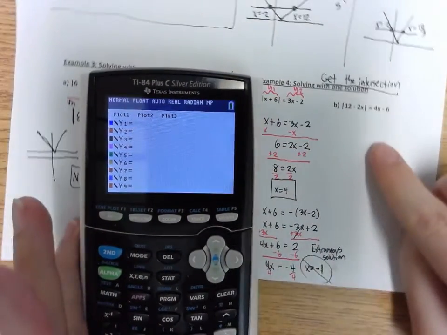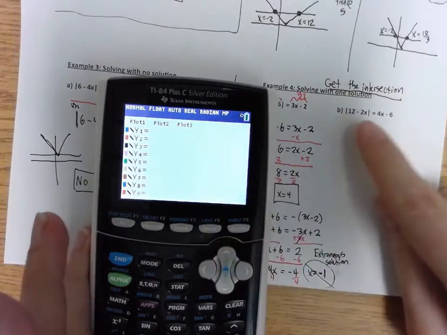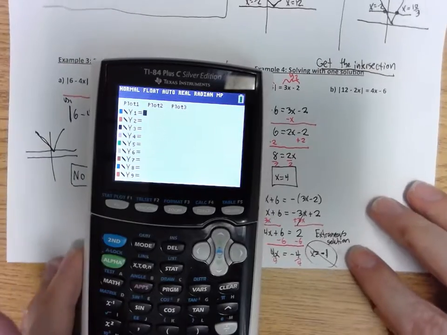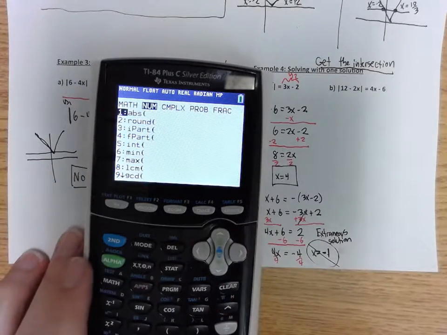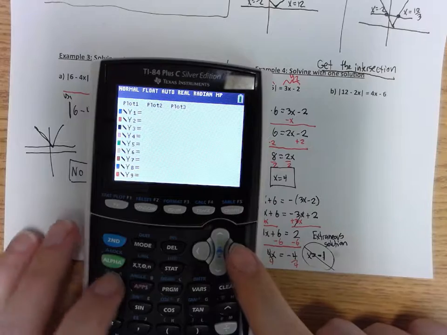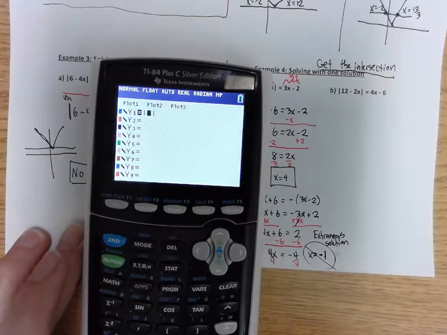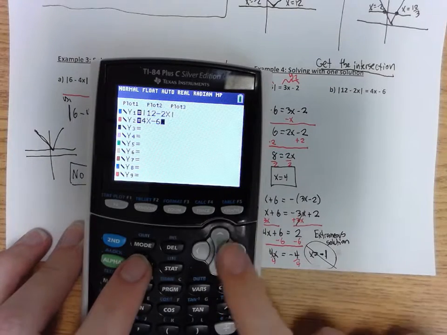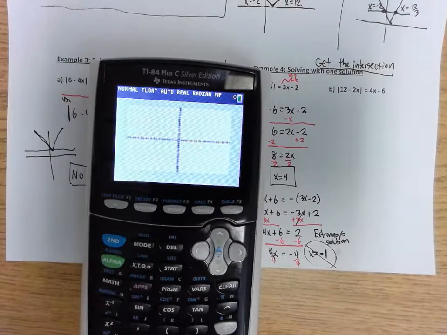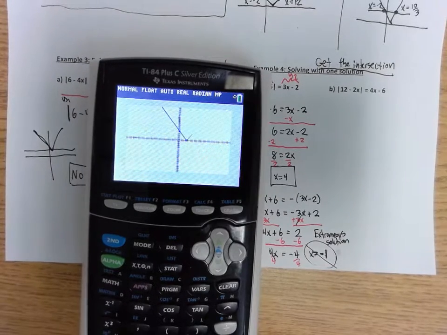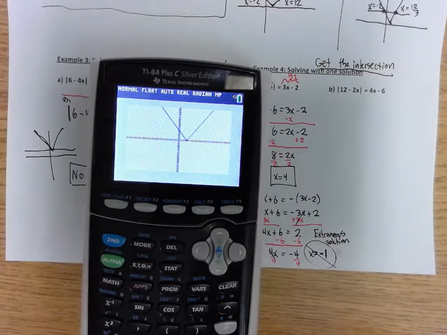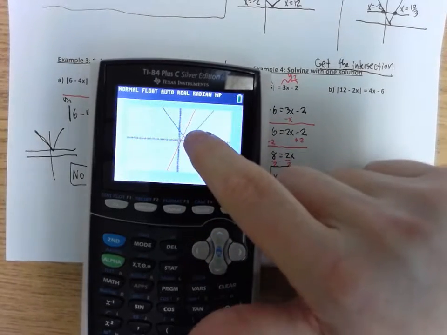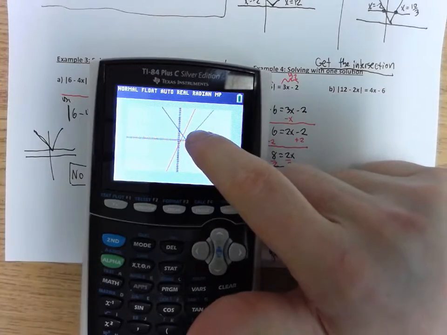All right, to wrap things up for part B, I want to just focus on finding the points of intersection with these. I'm not going to go through it by hand. So do math, first go to y equals, math over to num. Do your 12 minus 2x, and for y2 we're going to put 4x minus 6. Okay, you can see that I've been zoomed out from before. So I want to look at, obviously it only hits it at one spot.